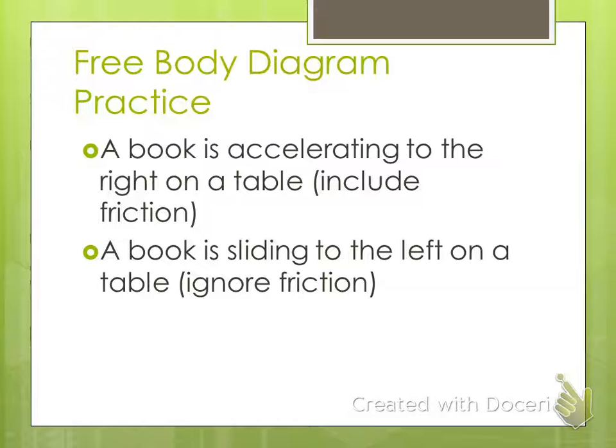Section 1, the book is sliding to the left on a table. Ignore friction. What should be the only thing that changes here? No friction. So I want you to try this one on your own. A book is sliding to the left at constant velocity.